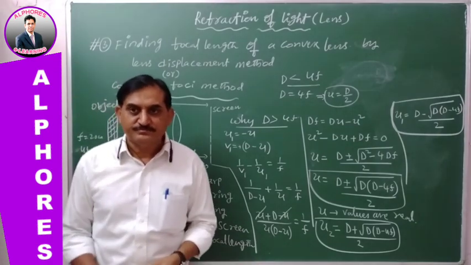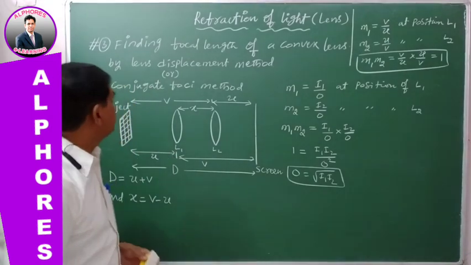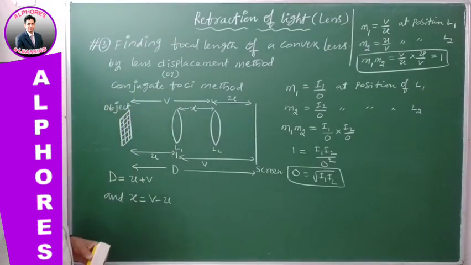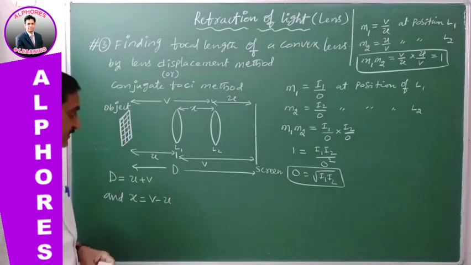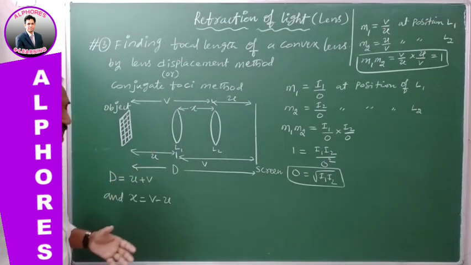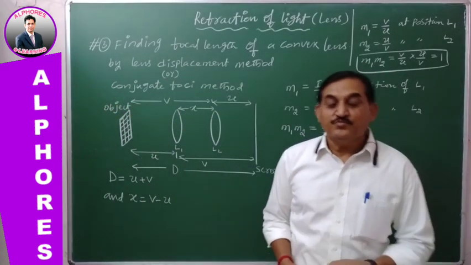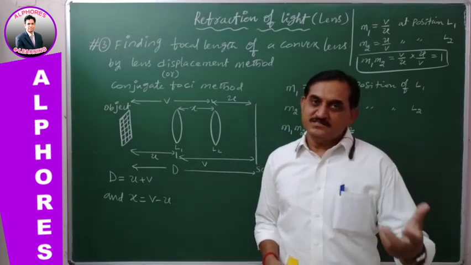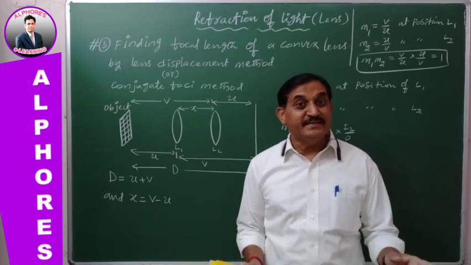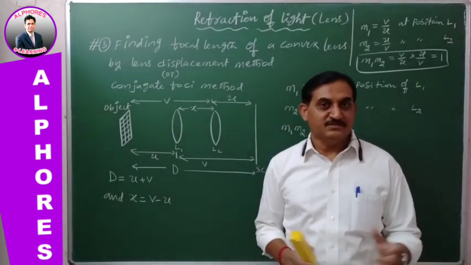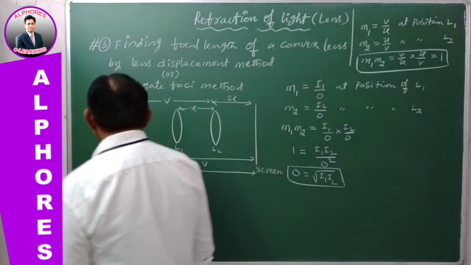Now let us find the focal length of the given convex lens by the lens displacement method. We already discussed that it is a conjugate foci method. It is a conjugate foci method, meaning the distance of the object and the distance of the image, these two will be interchanged. The distances will be interchanged. So that is conjugate foci.